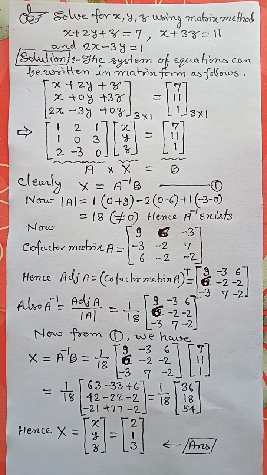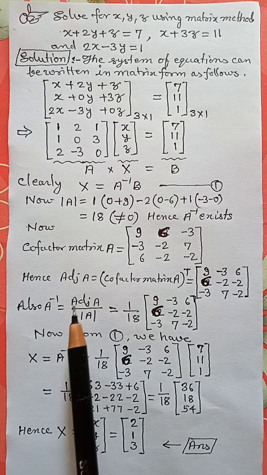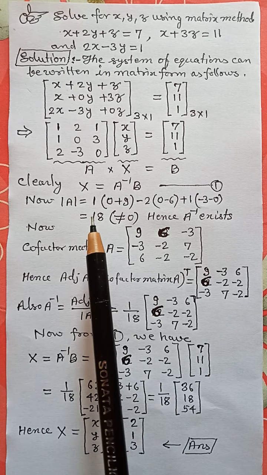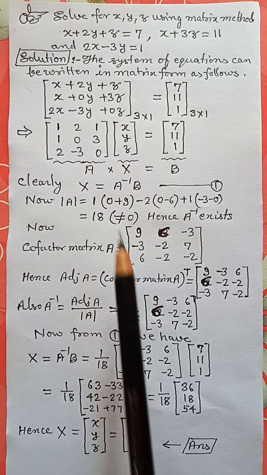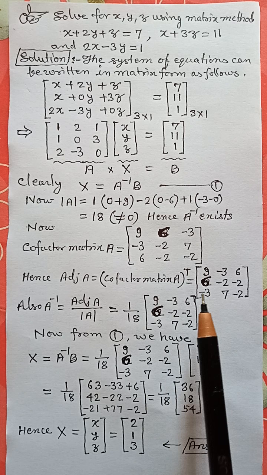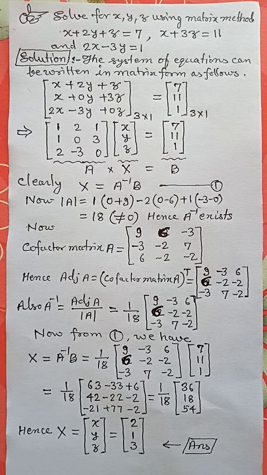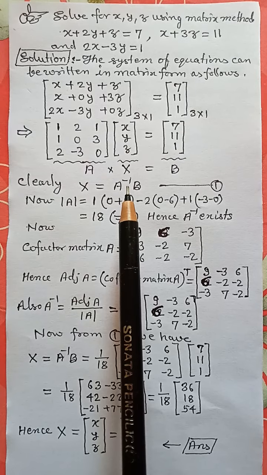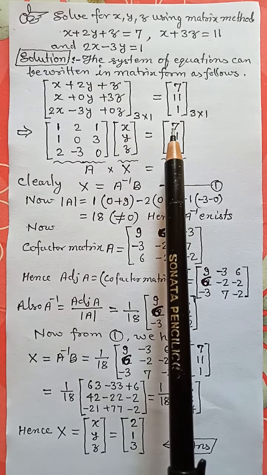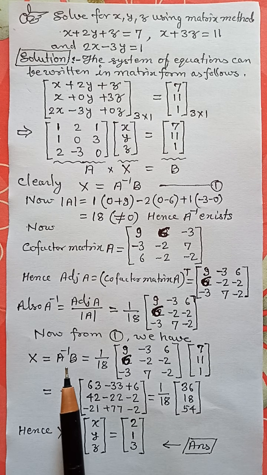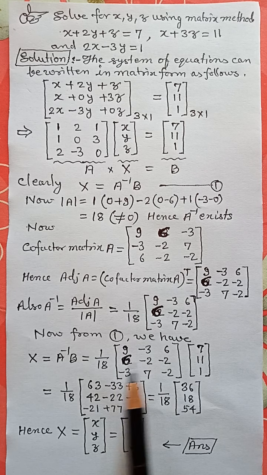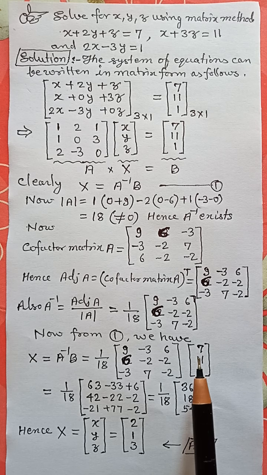Now as we know, A inverse is equal to adjoint A divided by determinant A. Therefore, what is the value of determinant A? This is 18. So 1 by 18 times this matrix I have written here. Now from 1, this is our solution: X is equal to A inverse B. Now putting the values of A inverse and B, here it is B. We have X equal to A inverse B, that is 1 by 18 and this matrix. This is the inverse of the matrix and this is the B matrix.